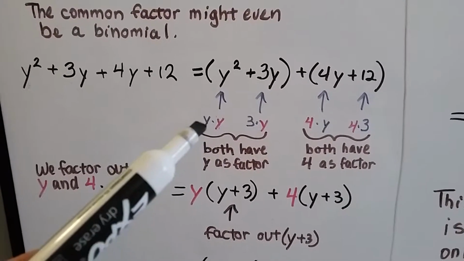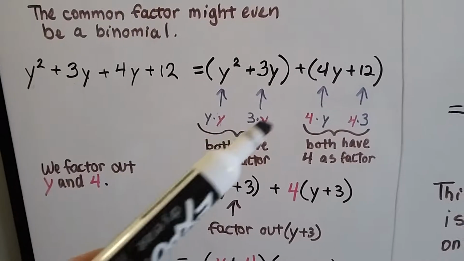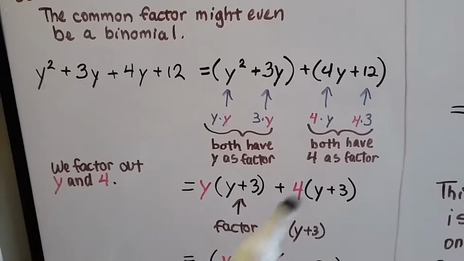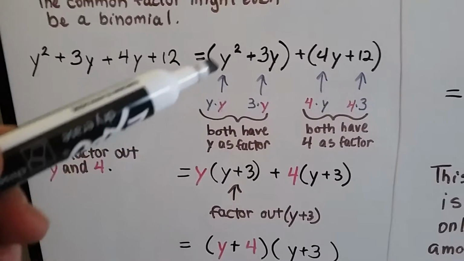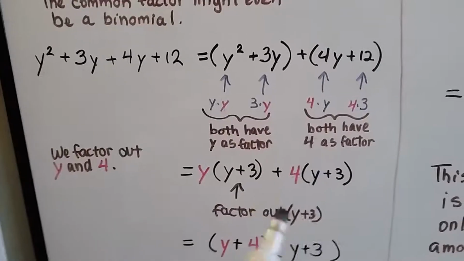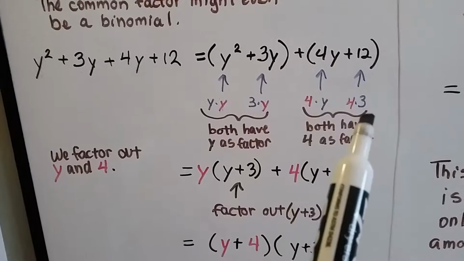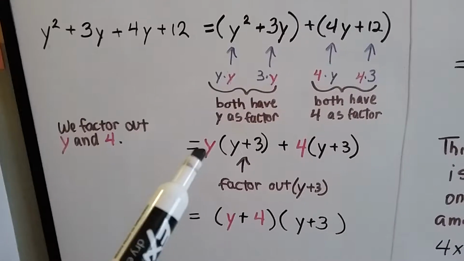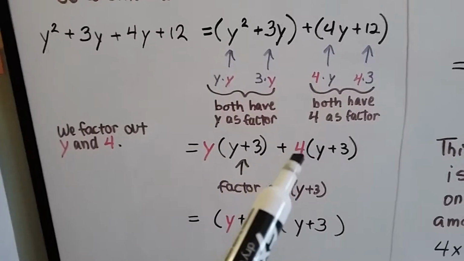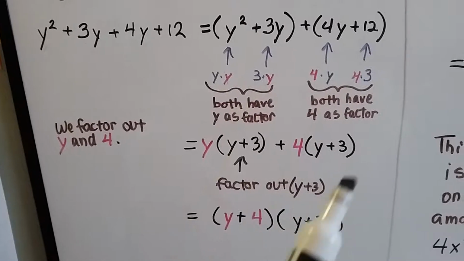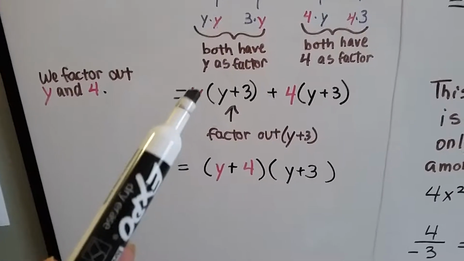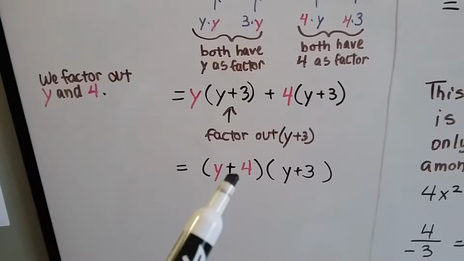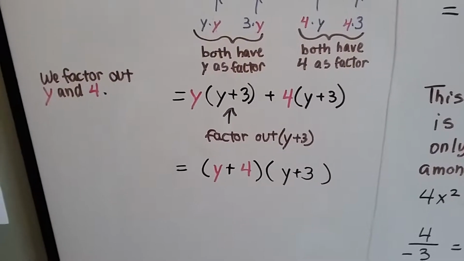Now we can look and see that both of these have y for a factor. So we can factor out that y, and we can factor out the 4 on this side because they both have a 4. What's left is a y plus a 3 in the blue, and what's left on this side is a y plus a 3 in blue on that side. So we put the y that we factored out up here and the 4 that we factored out up here, and in parentheses we have y plus 3 and y plus 3. Now because we have 2 of them, we can factor one of them out. We get y plus 4 in one parentheses and the y plus 3 in the other. See?